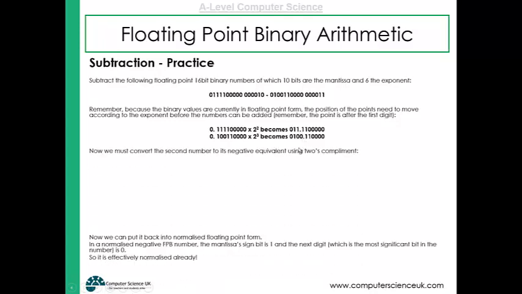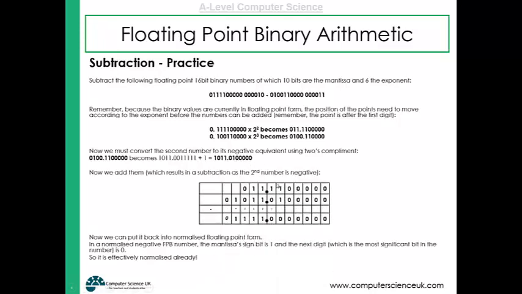Now because it's a subtraction, we need to make sure that we convert the second number to its negative equivalent using 2's complement. So we get our value, we flip the bits, we then add 1, and we end up with 1011.0100000. And now we can add them. So if we make sure those decimals line up, we add our number, which effectively is a subtraction, and we end up with this value as our answer.